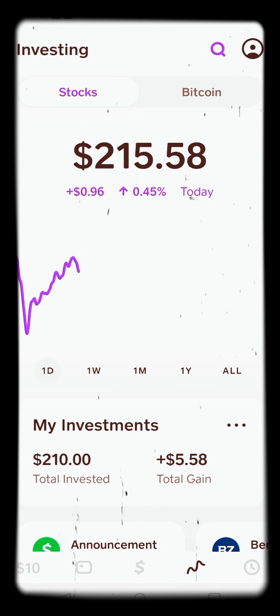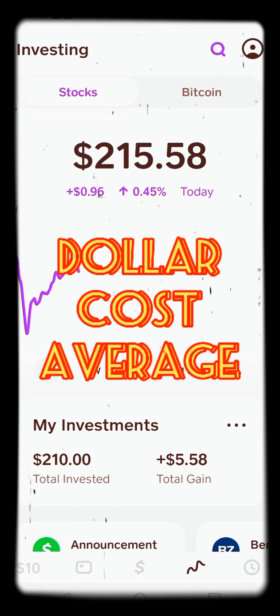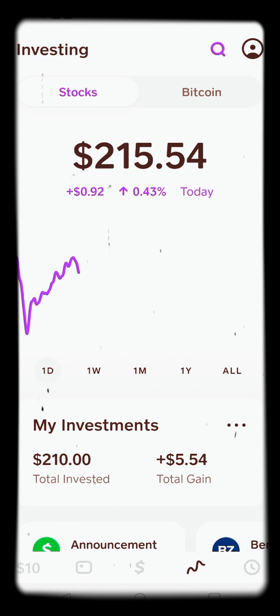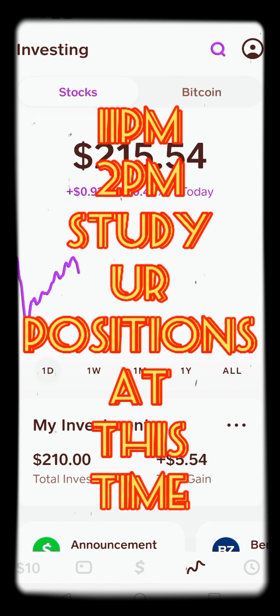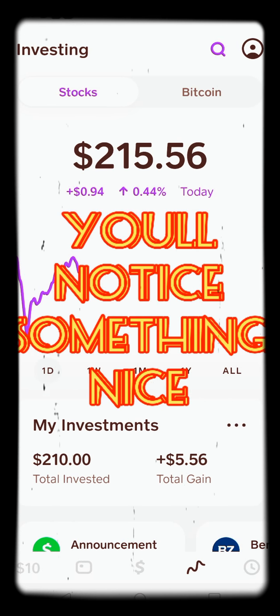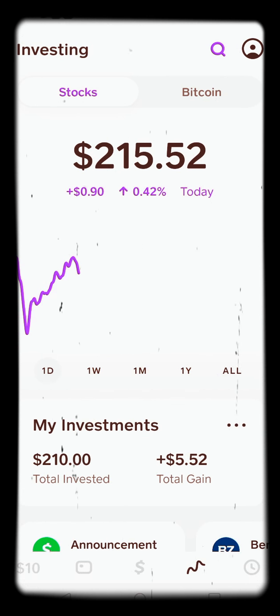It's about that time to dollar cost average. I like to dollar cost average around this time frame, around 11. Maybe 15 minutes before, 15 minutes after, or maybe even on 11. There's something special about 11 o'clock and 2 p.m. I can't explain it to you, but over time, you'll catch it.